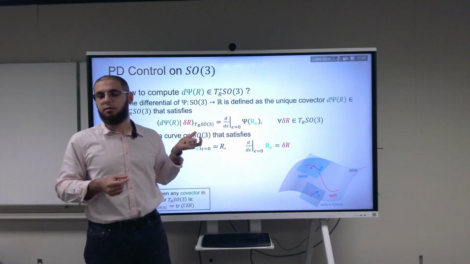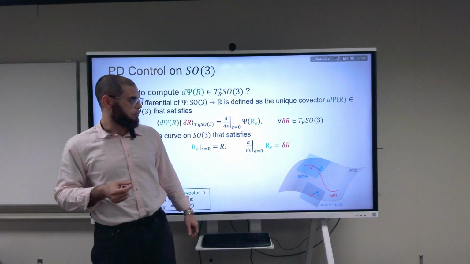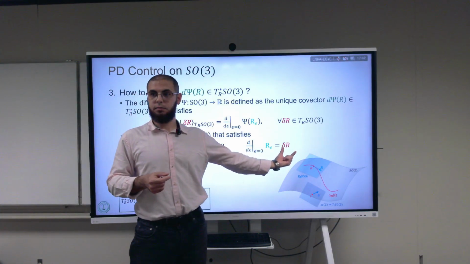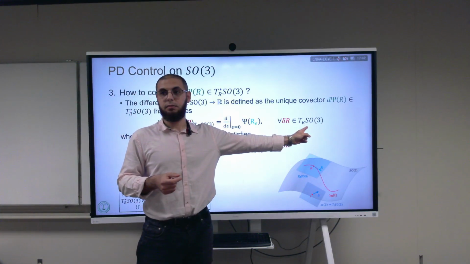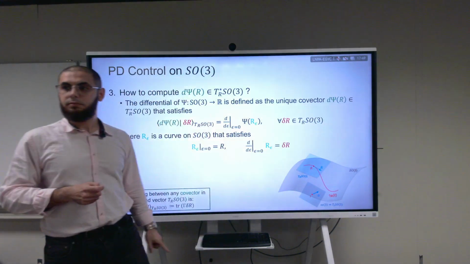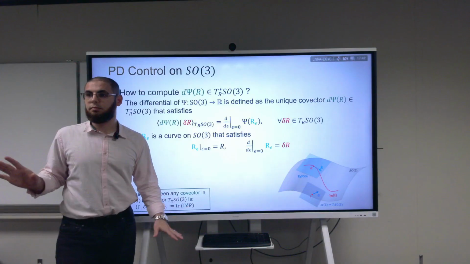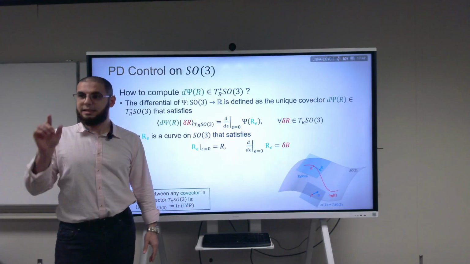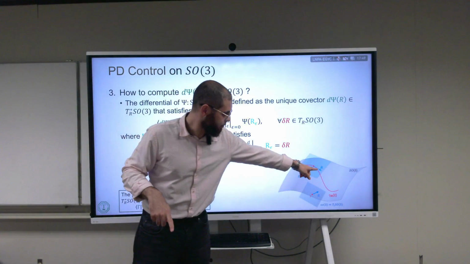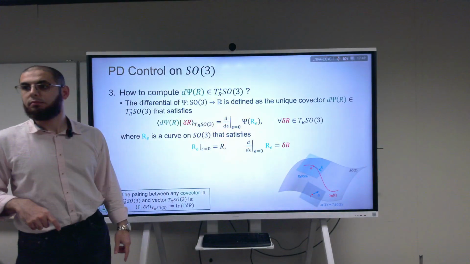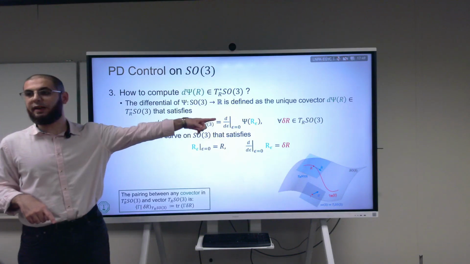But there is no vector here for R. What do you mean? Delta R is a vector. Delta R is a vector. Any vector. So what is the delta R here? It's the tangent vector, this blue curve. Okay, the tangent vector. It's a vector in a vector space.